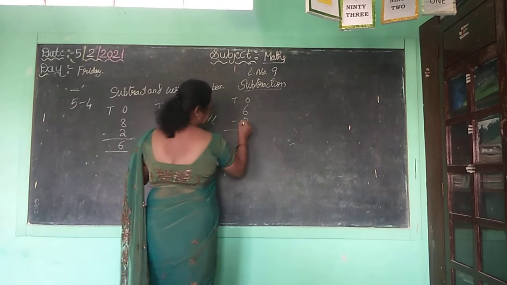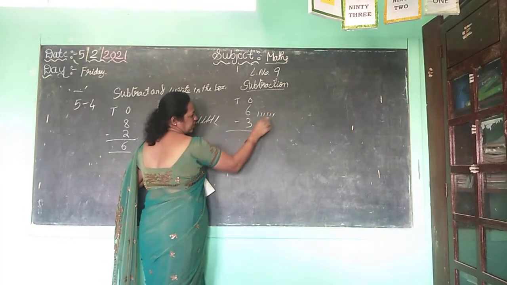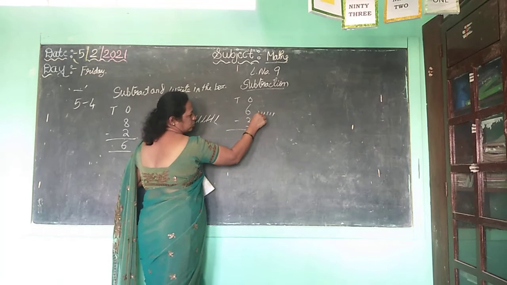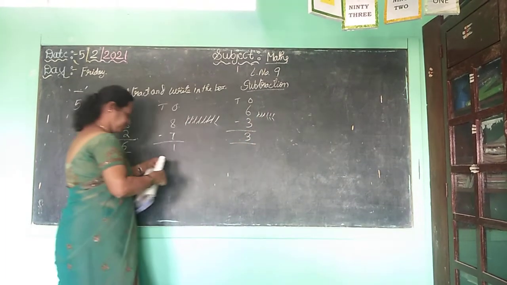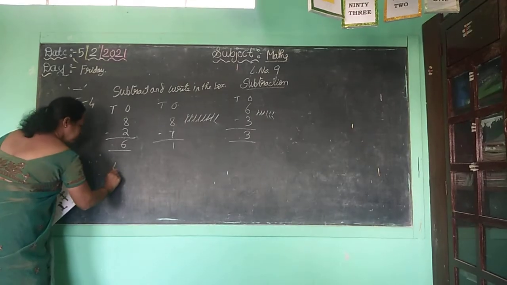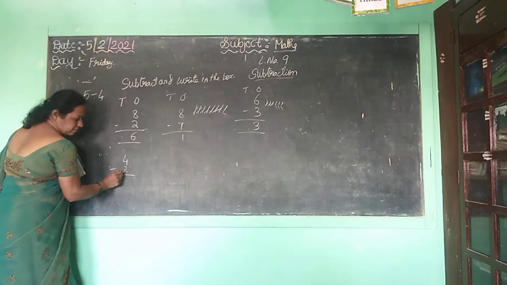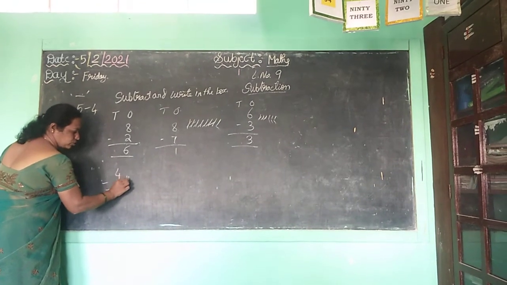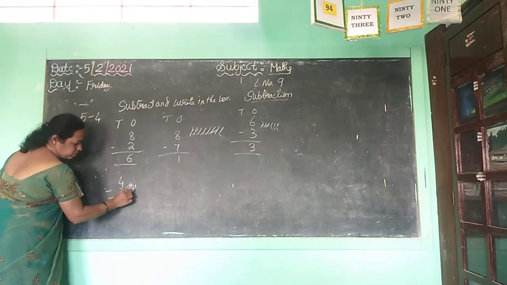Now 6 minus 3. So 6 strokes, 1, 2, 3, 4, 5, 6. Minus 3, 1, 2, 3. Remaining 1, 2, 3. Next, 4 minus 2. Take away the 2. So strokes 1, 2, 3, 4. Scratch how much? 2. 1, 2. Remaining 1, 2.